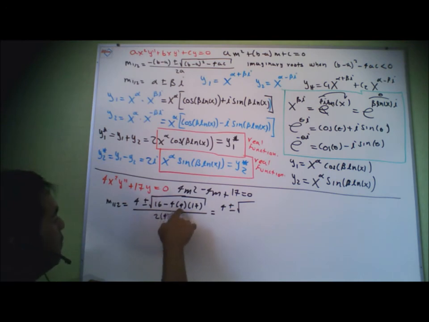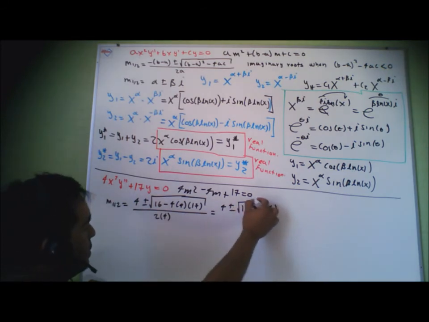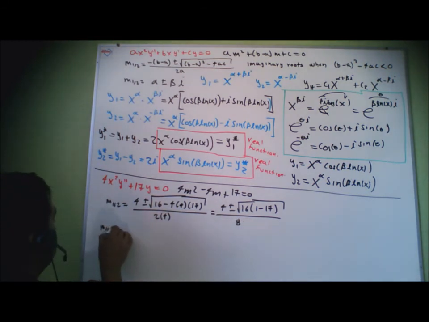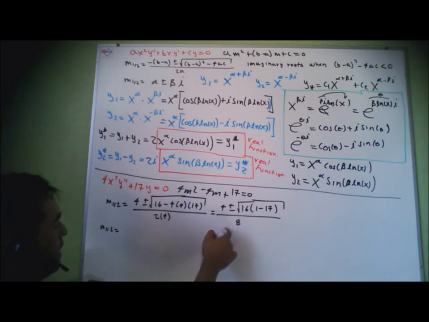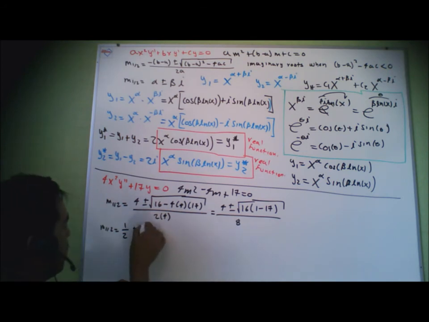Now, this 4 on 4 is 16, so if we factorize that 16, it's going to be 1 minus 17 over 8, okay, and m1 and m2 is going to be 4 divided by 8, which is 1 half, sorry, 1 half here, plus minus here. Now this is 1 minus 17, so that is going to be minus 16. So it's going to be the square root of 16 times 16 negative, which makes it an imaginary root.